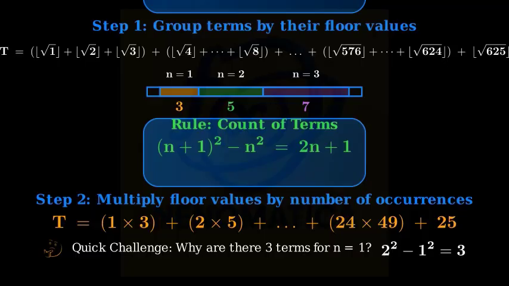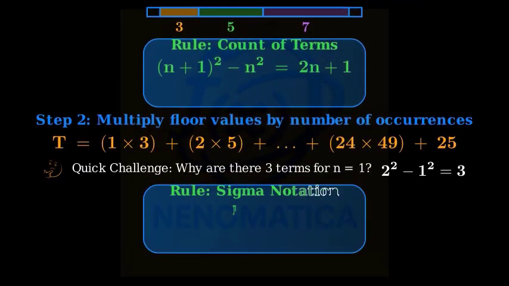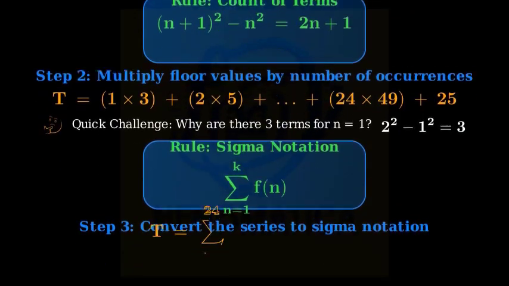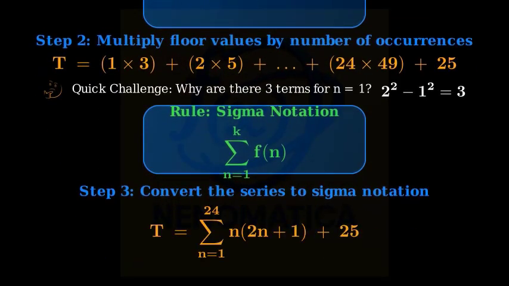Rule: sigma notation. We can replace the repeated pattern by a summation. Step 3. Convert the series to sigma notation. We write T equals the sum from n equals 1 to 24 of n times 2n plus 1, then plus 25. Rule: linearity of summation.